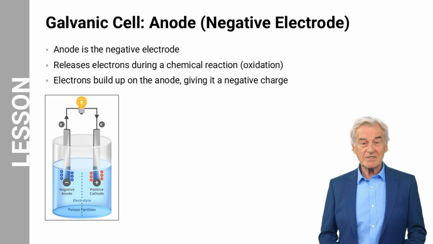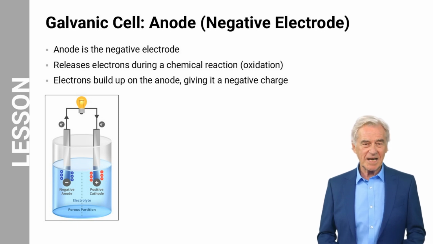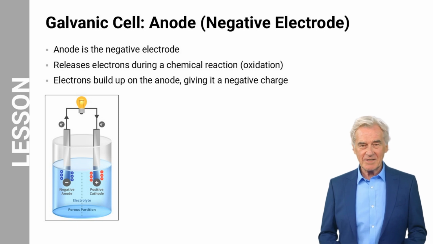The anode is one of the two electrodes in a galvanic cell, and it's called the negative electrode. At the anode, a chemical reaction occurs in which the material loses electrons. This process is called oxidation.